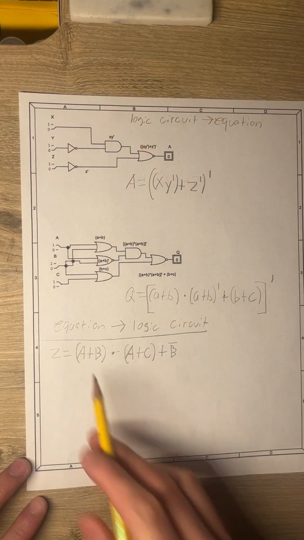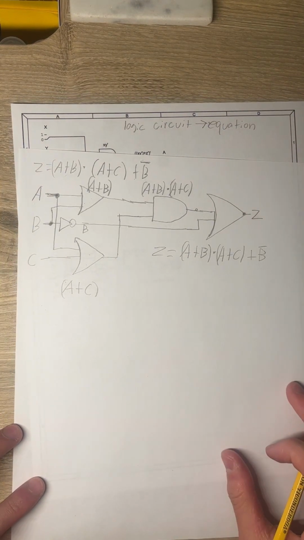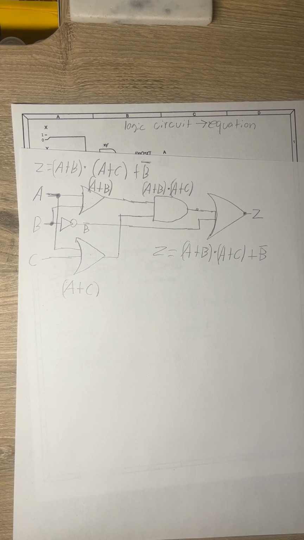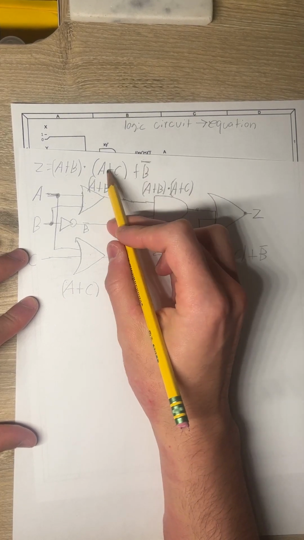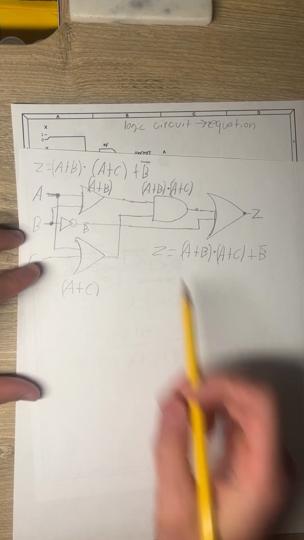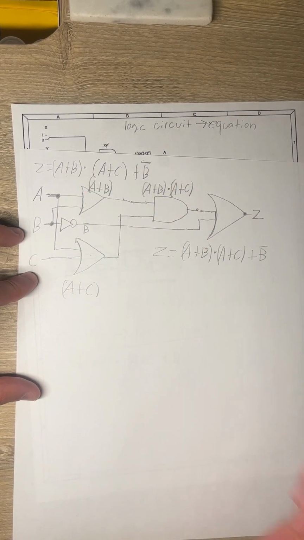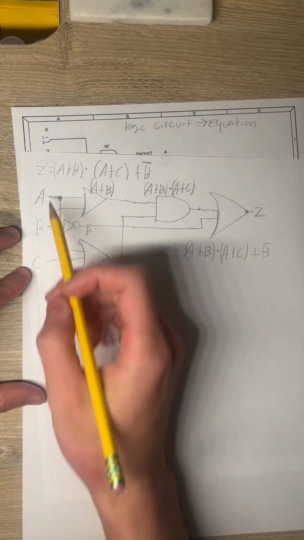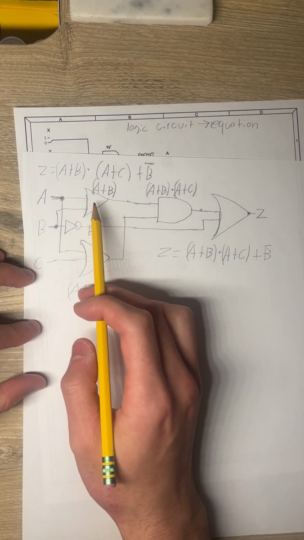Here we have an equation to a logic circuit, and I already constructed the logic circuit. So the first thing we need to do is determine how many gates we're possibly going to have, and let's count. We're going to have 1, 2, 3, 4, 5. We know we're going to have 3 OR gates, 1 NOT gate, and 1 AND gate. I listed our signals A, B, and C, and let's start with the first gate.